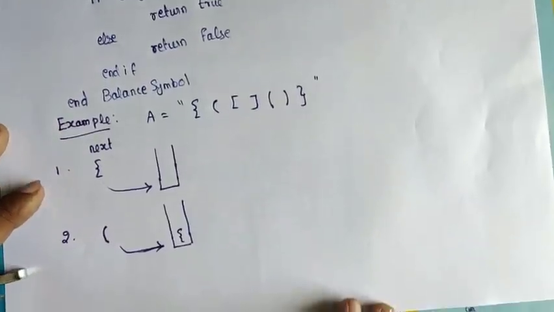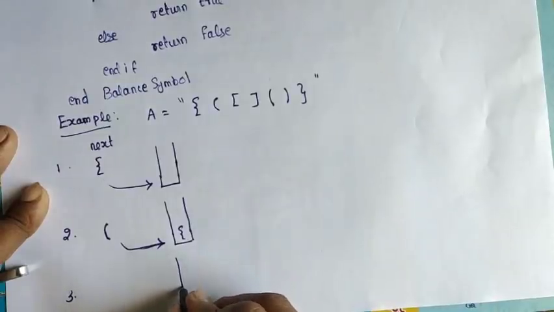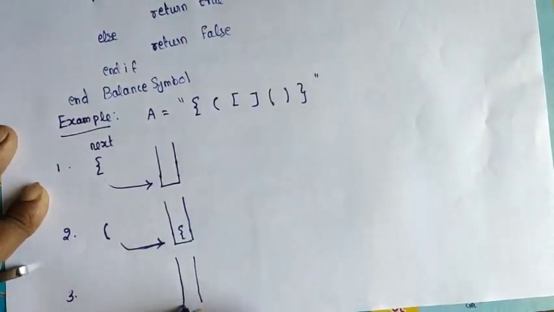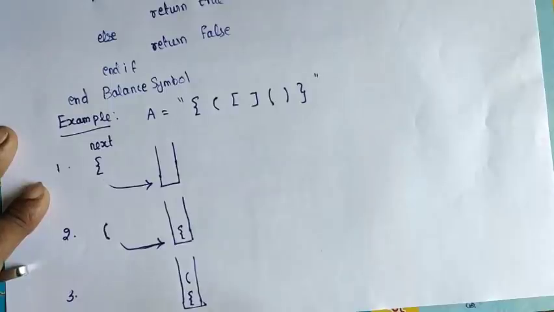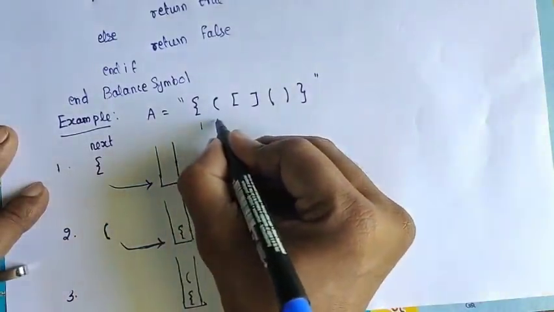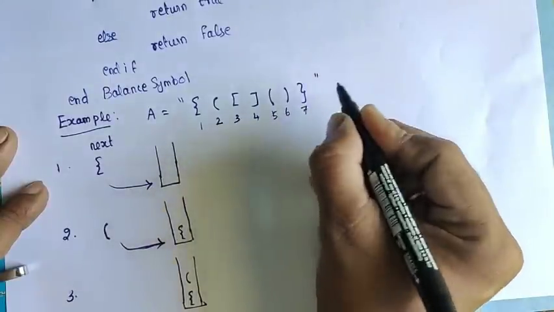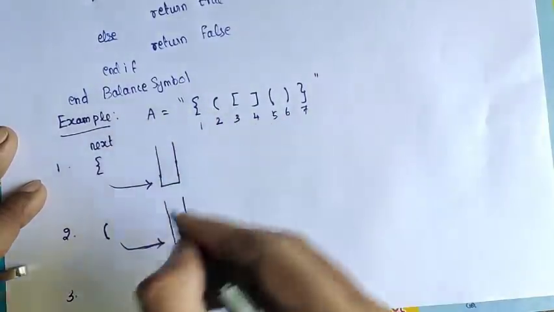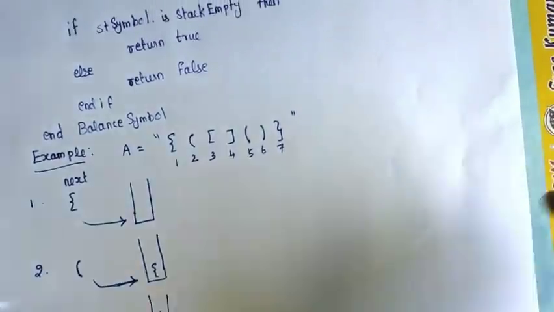So the third step: at the beginning of the third step, the stack contains the opening brace and parenthesis. Two things are there in the stack. Next I need to take the next one, 1, 2, 3, 4, 5, 6 and then 7. This is also, sorry, an opening parenthesis. This also needs to be pushed into the stack.